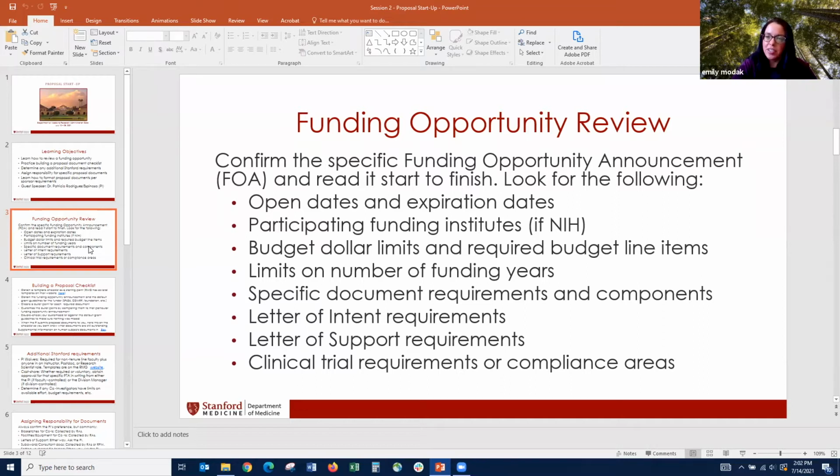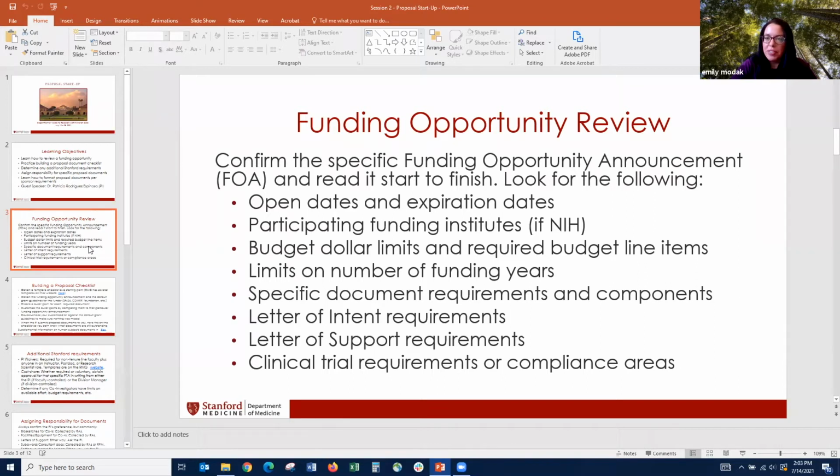NIH is split out into multiple funding institutes and centers. There's a Cancer Institute and an Infectious Diseases Institute. Make sure that the institute that your PI wants to submit to is participating in that funding opportunity. You can look in there to find the budget limitations and also if there are any required budget line items, particularly in collaborative kinds of grants. There often is a line that says the budget must include travel to Washington, D.C. once per year to meet with other investigators. Things like that will be in the funding opportunity announcement. Also look for a limit on the number of funding years. Some are for 1, some 2, some 5. Take a look and the funding opportunity will tell you that.